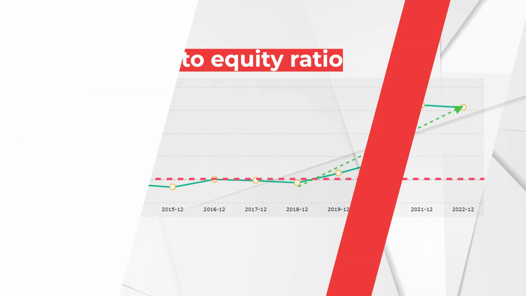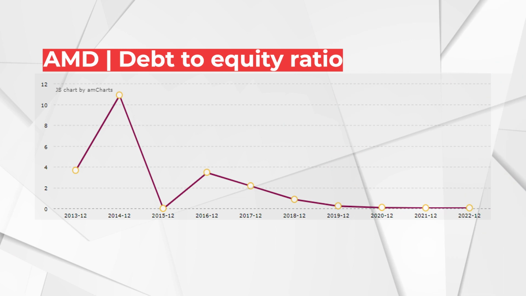Here is the debt to equity ratio of AMD, and we can see that in the early days, AMD was incurring very high debt. But as time passed, since 2019, they managed to bring their debt below 0.5 and keep it as flat as possible. It has been below 0.5, which means that AMD is currently quite low in debt.